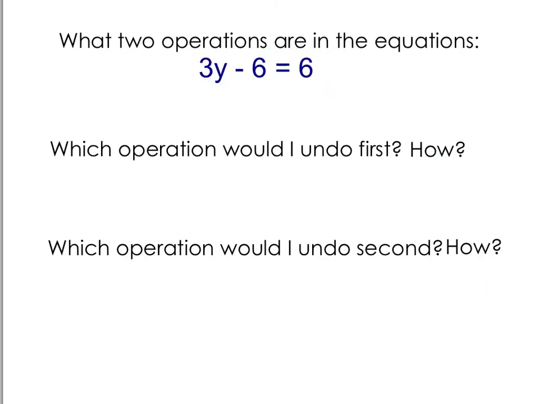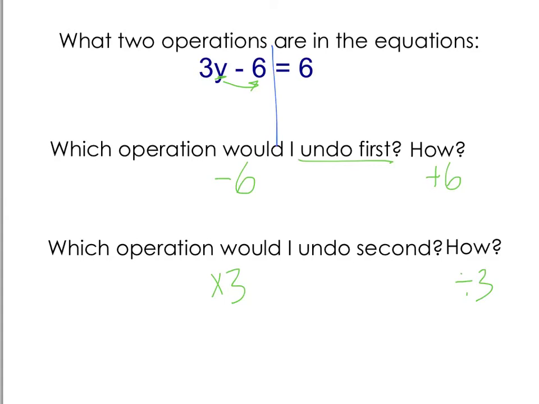Let's do another one. So here, what two operations do I have? I have subtracting 6. That's the one I'm going to undo first. Remember, we always undo addition or subtraction first. I also like to think of it as we're undoing the thing that's a little bit further away from the variable first. How do I undo minus 6? Add 6. Okay. Secondly, I would undo my multiplying times 3 by dividing by 3.